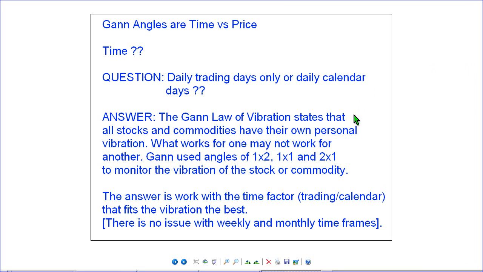Weekly and monthly time frames are not an issue because there's always 12 months in a year and 52 weeks in a year. Trading days and calendar days differ depending on the count. You can have 260 one year, 259 trading days. Calendar days is 365 every year. So let's have a look.